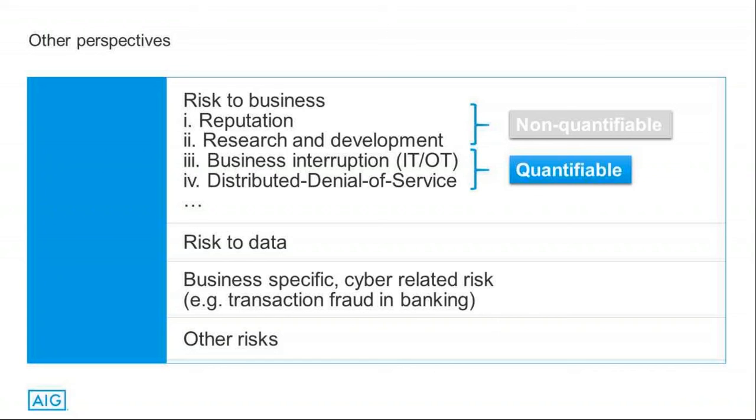There are also risks associated with reputational damage, or risks associated with research and development costs if, for example, trade secrets or new developments are stolen by the competition. But those are very hard to quantify. And today I'd like to focus on the quantifiable risks, in particular things like business interruption, denial of service, or data breaches.